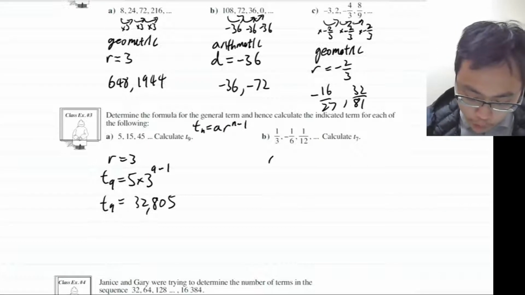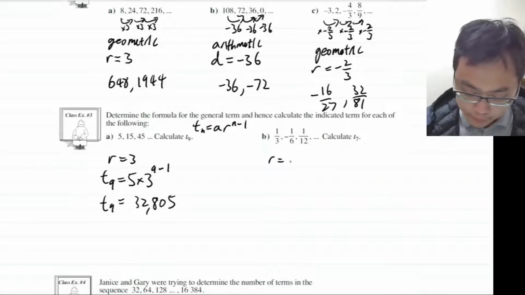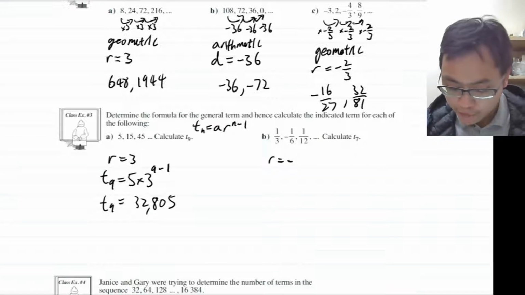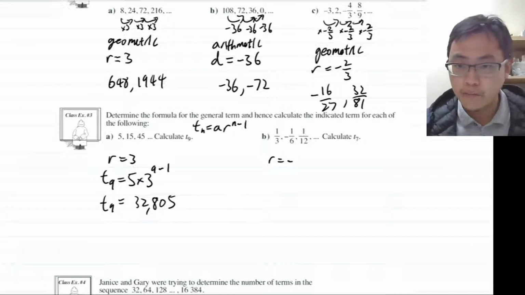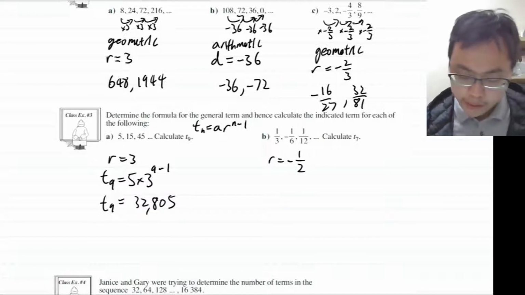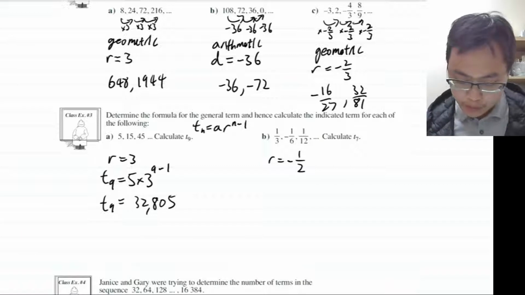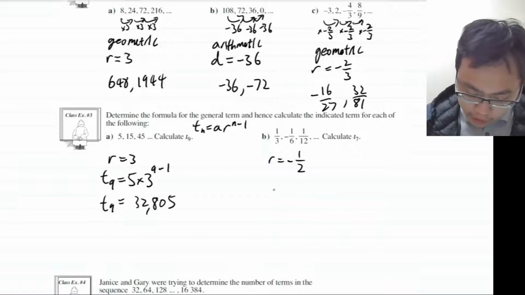Okay, now next one, we have 1/3, negative 1 over 6, and then positive 1 over 12. So the common ratio is going to be negative, and it's going to be negative half, because every single time we're going to be half, half, half, half more. Okay, so it's negative half. Then we can work out what T7 is.